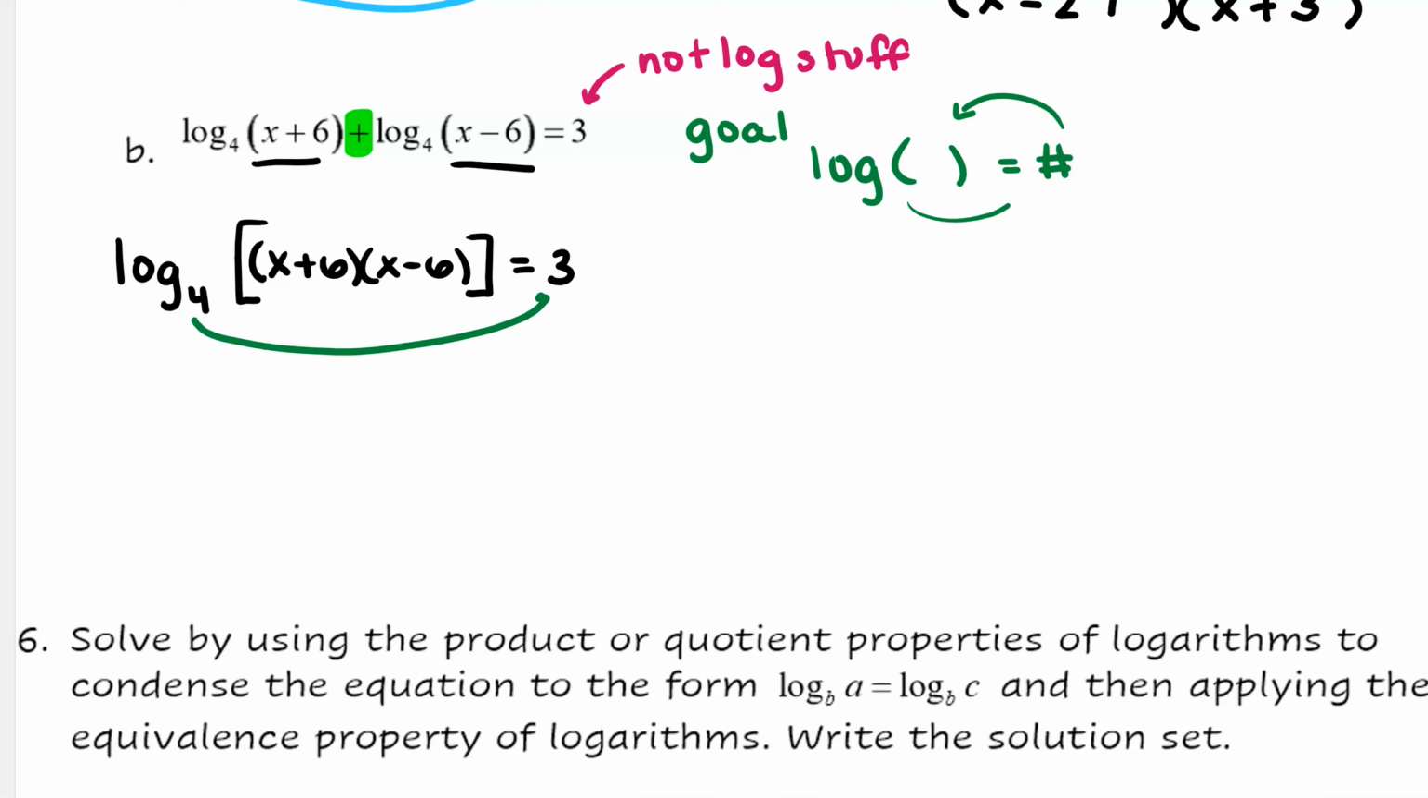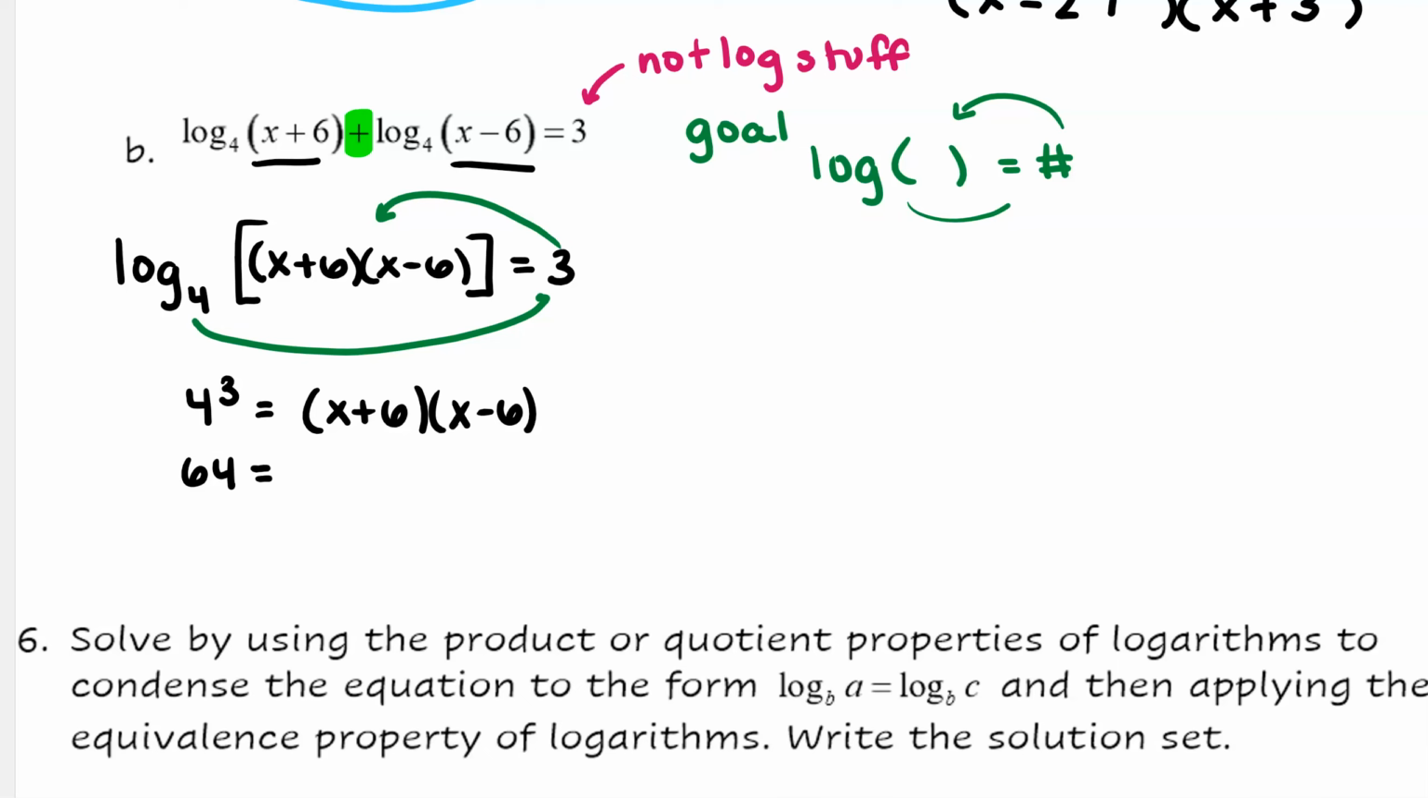4 to the 3 equals these guys. So 4 to the 3 equals x plus 6, x minus 6. Now there's a couple things we can simplify. On the left, 4 cubed, 4 times 4 times 4 makes 64. And on the right, we should FOIL those out because the only time a double bubble is helpful is if we have equals 0. And we don't have equals 0, we have equals 64. So we have to get rid of our double bubble.